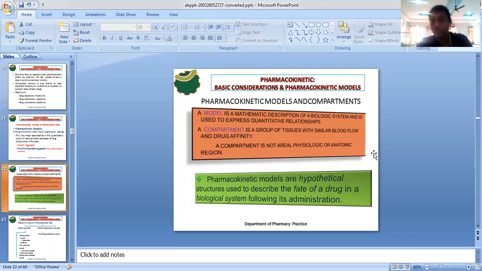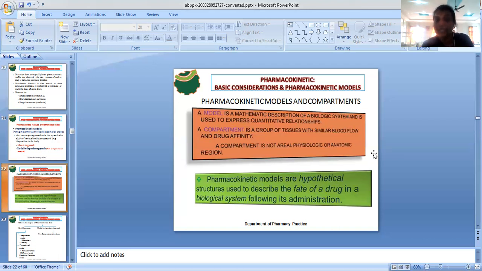Moderately perfused tissue, if you take the skin and adipose, which are moderately perfused tissues, moderate blood flow will be there. Coming to poorly perfused tissue, if you take nails, bones, and muscles, there is little blood flow. In such cases it is said to be poorly perfused tissue.